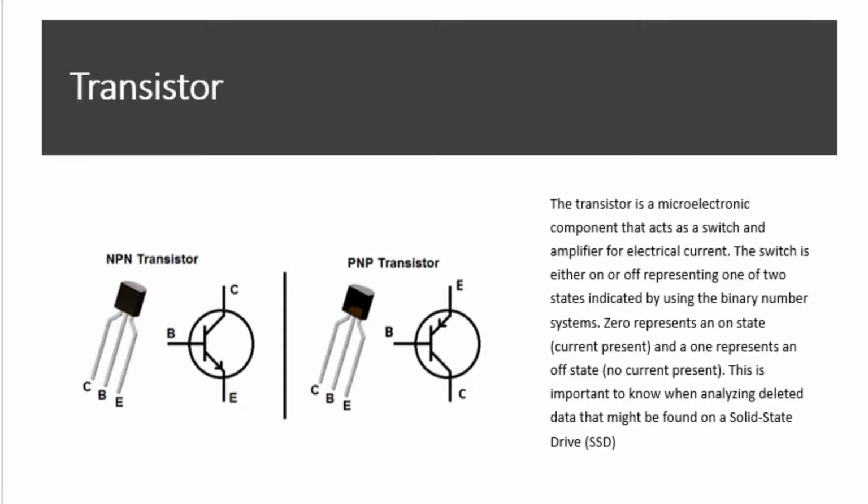The switch is either on or off, representing one of two states indicated by using the binary number system. 0 represents an on state or current present, and 1 represents an off state or no current present. This is important to know when analyzing deleted data that might be found on a solid-state drive and flash memory. You also need to consider that when a drive wipe is performed, a series of ones and zeros is written across the entire disk, ensuring that there is no data left over on the drive.